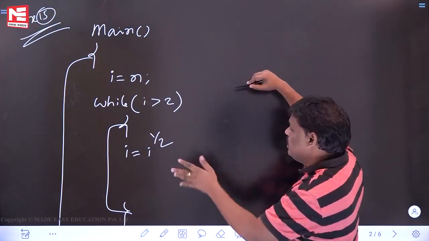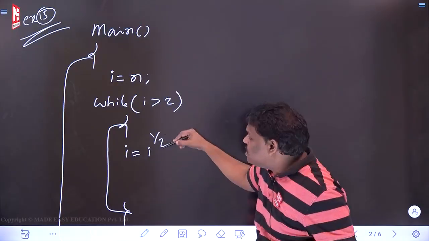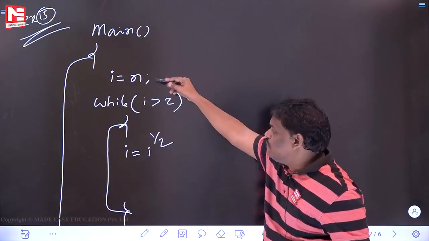Previous problem, this problem different. What is the previous problem? Start from small, I is equal to 2. Afterwards I is equal to I square. But here we start from a big number, and take the root.